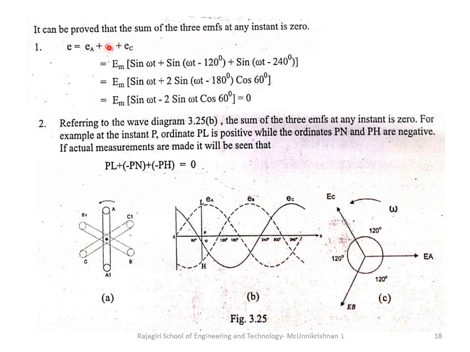So first, you write the total EMF as the EMF in phase A plus phase B plus phase C, so EA plus EB plus EC. What is EA? Em sin omega t. What is EB? Em sin(omega t minus 120). The next one will be minus 240. When you add all these, you finally get 0. So you have proved it.